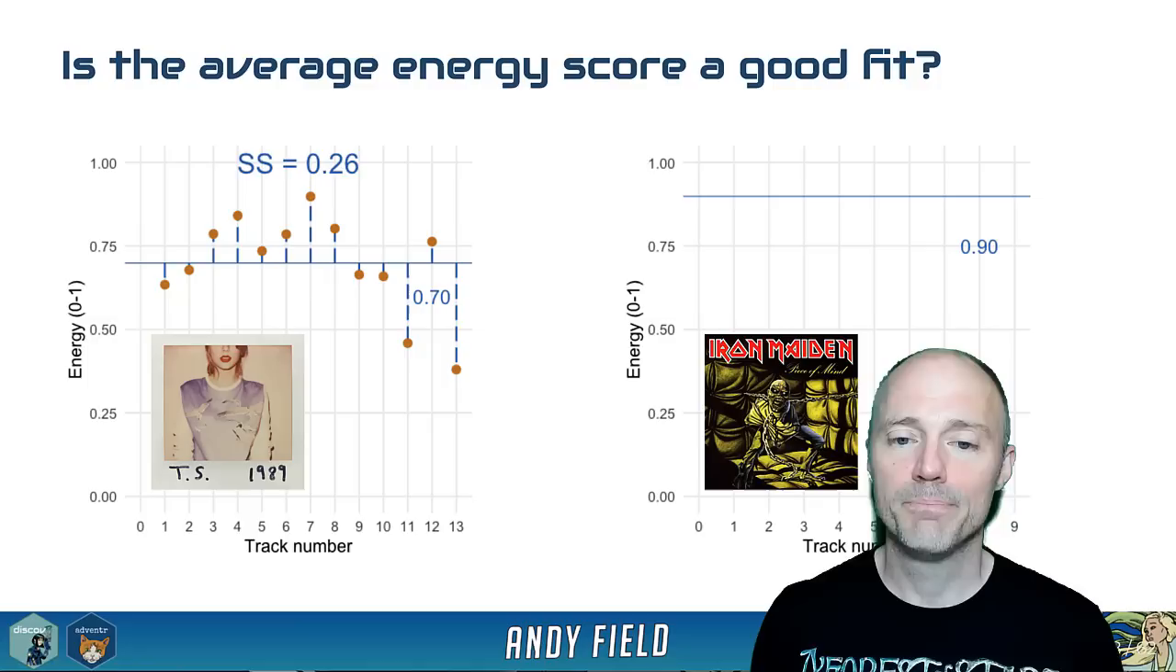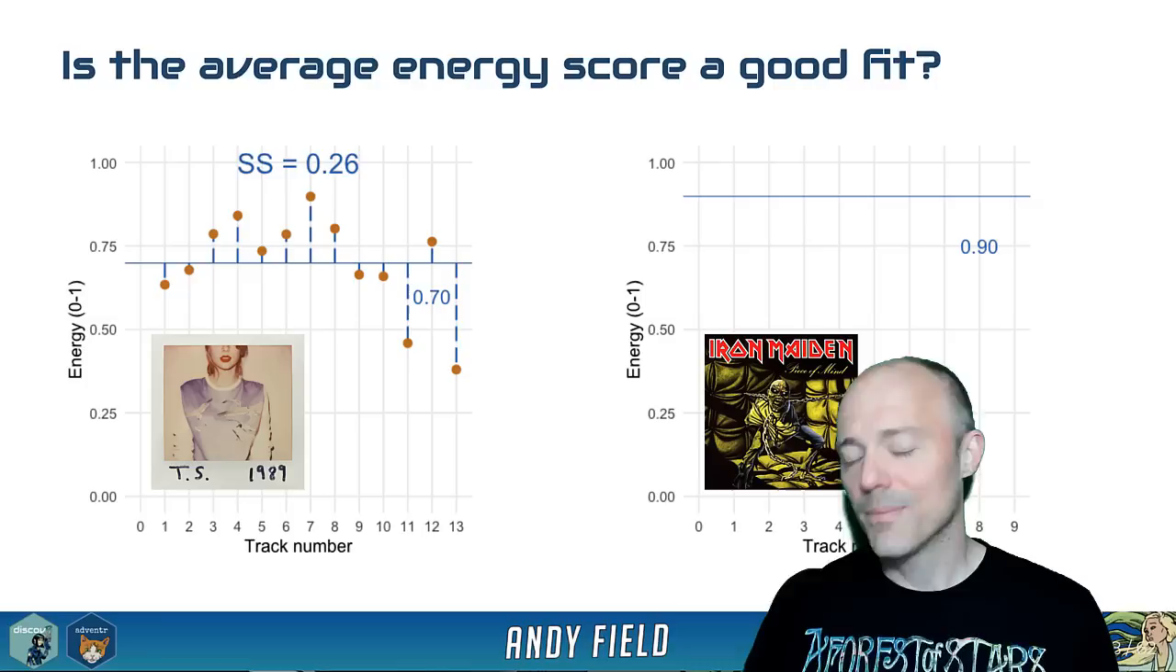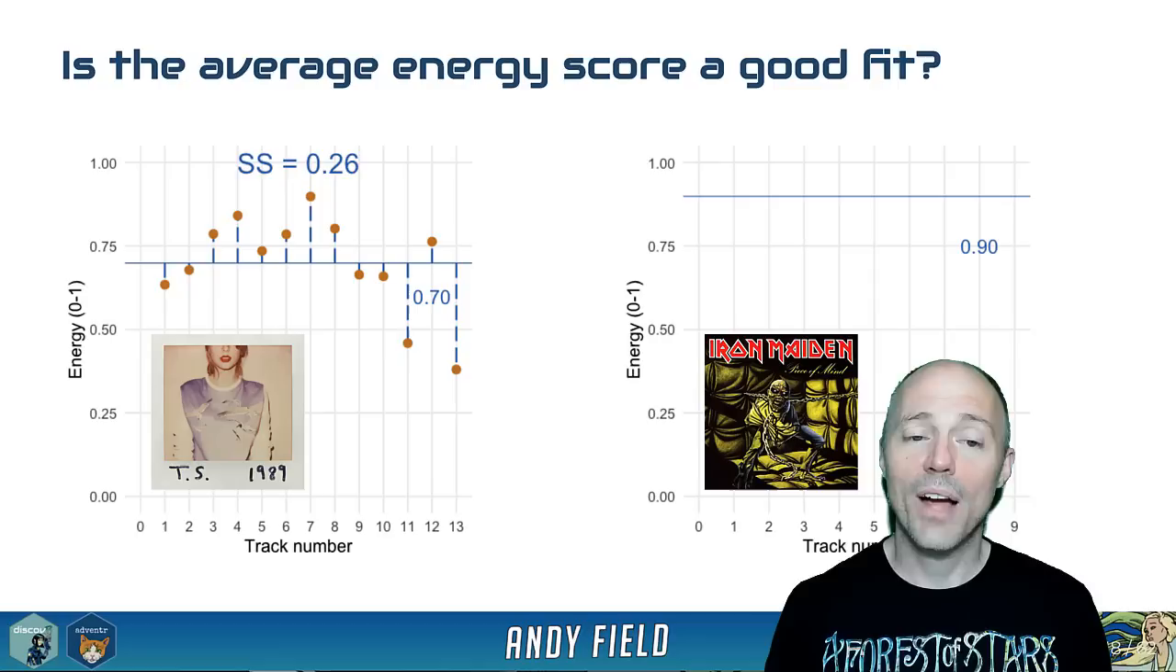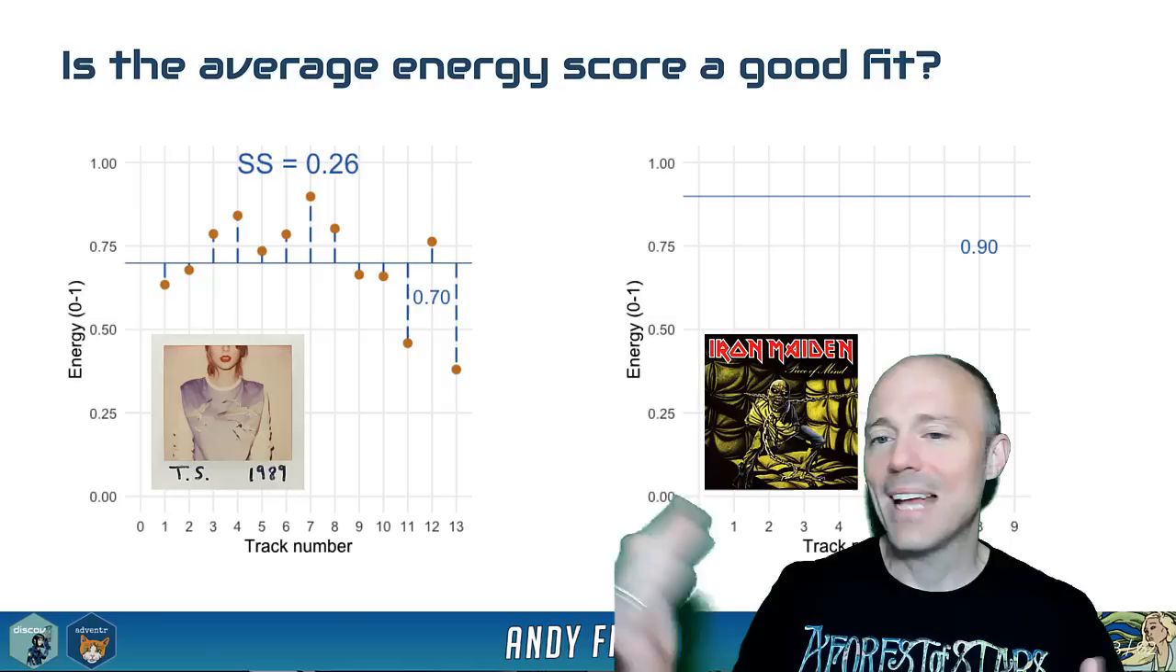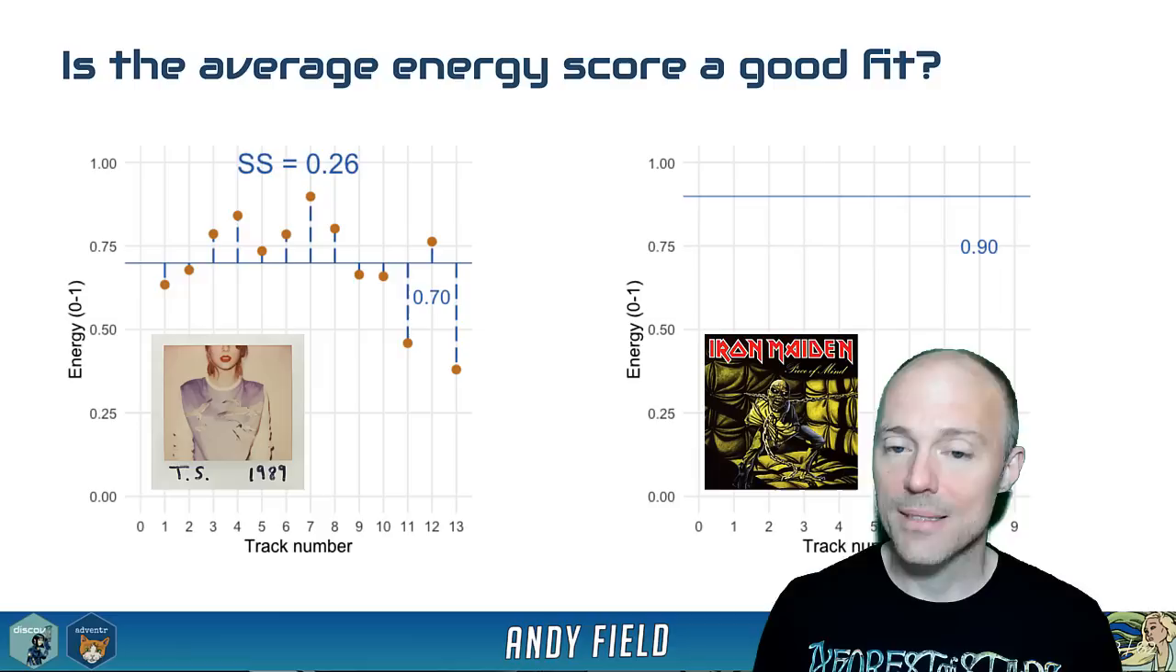The blue line, the horizontal line, is the average energy level of the tracks, which is 0.9. That's higher than Taylor Swift's album, which you'd kind of expect, because heavy metal bands tend to write fast and energetic songs. We're not interested in that difference. It doesn't matter to us. What we're interested in is how representative the mean is.